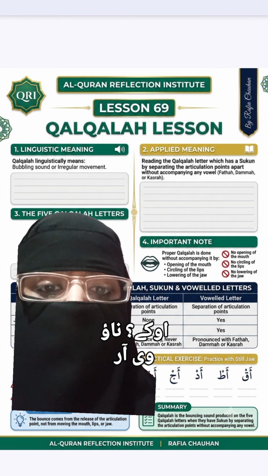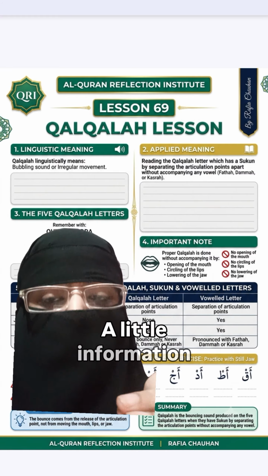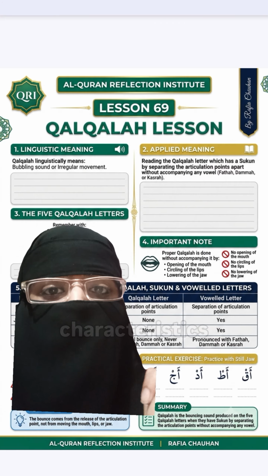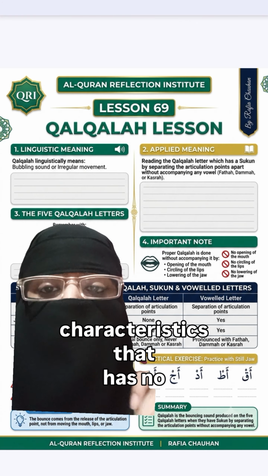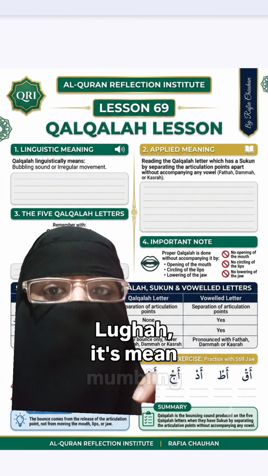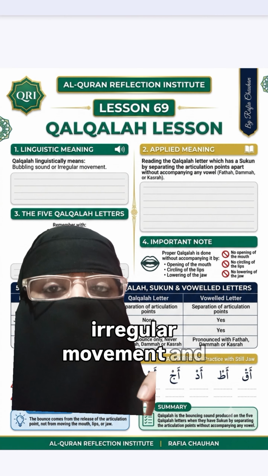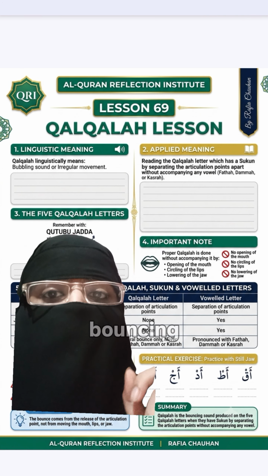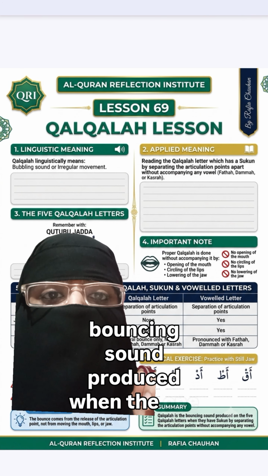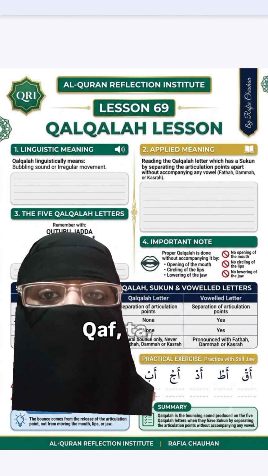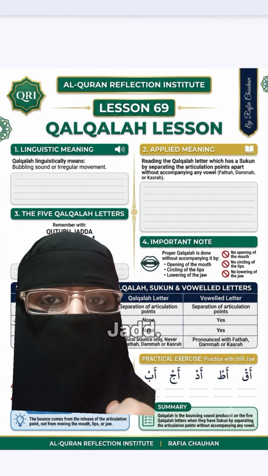Okay, now we're talking about a little information in this lesson. Qalqalah is the second characteristic that has no opposite. Linguistically, lugha, it means a bumbling sound, irregular movement, and technically it is the bouncing sound produced when one of the 5 Qalqalah letters carries a sukoon: qaf, ta, ba, jim, dal, as in qutubu jadd.